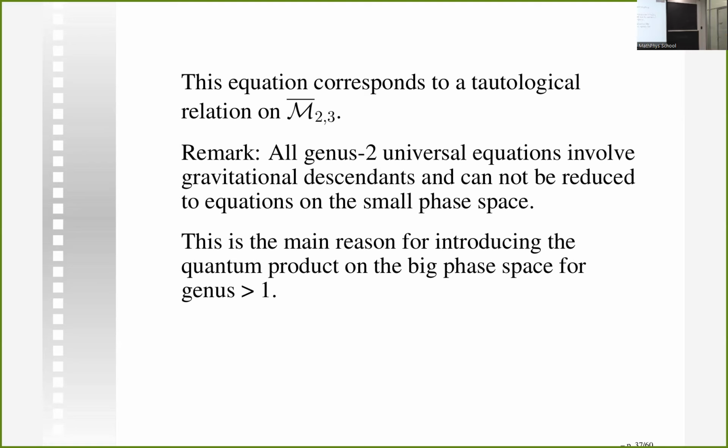So I should say that all the genus 2 universal equations have to involve descendants. So we cannot just restrict to the small phase space to work with primary classes. That's actually the main reason I want to introduce this quantum product on the big phase space, just to make this framework work better.